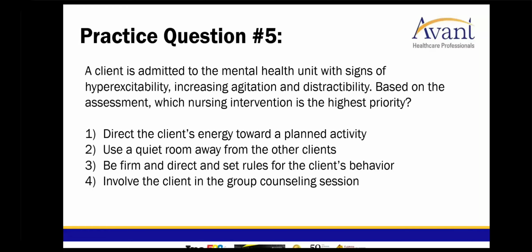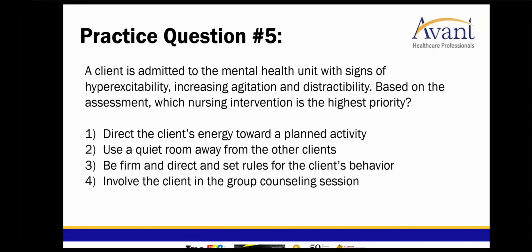Pause the video, review the questions, write down your answer. Okay, we're back. A client is admitted to the mental health unit with signs of hyperexcitability, increasing agitation, and distractibility. Based on the assessment, which nursing intervention is the highest priority?